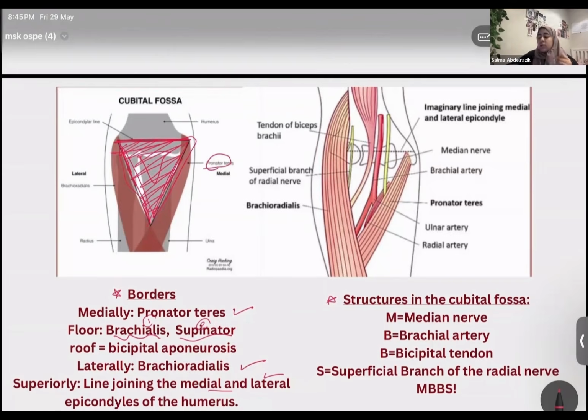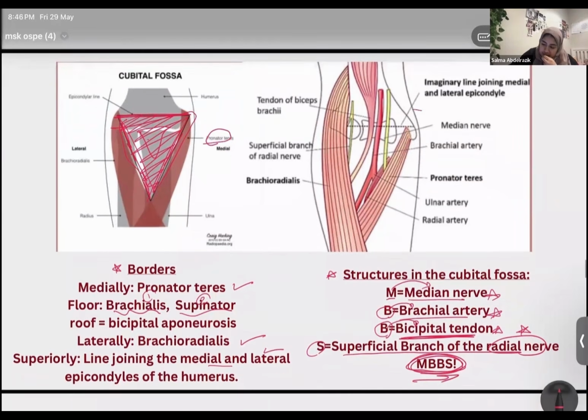Cool, cool. The structures that go through the cubital fossa are, like we said, MBBS. M, median nerve. B, brachial artery. B, bicipital tendon. S is the superficial branch of the radial nerve. And you guys have to know all this. It's very simple: there's a nerve and an artery and a tendon, and the branch of another nerve. So it's the median nerve and the superficial branch of the radial nerve, and you have the brachial artery and the bicipital tendon. And I think this is also in a specific order, so it's medial to lateral.